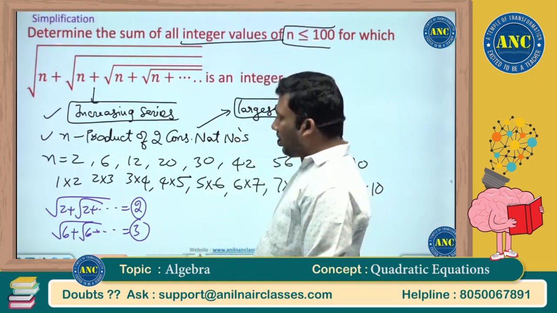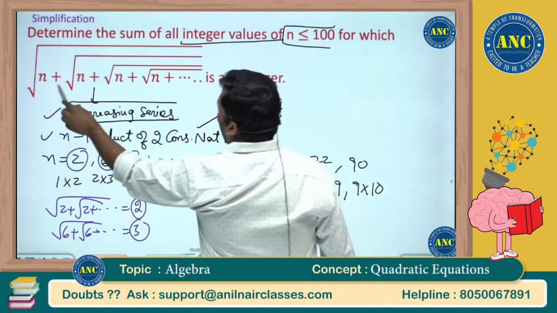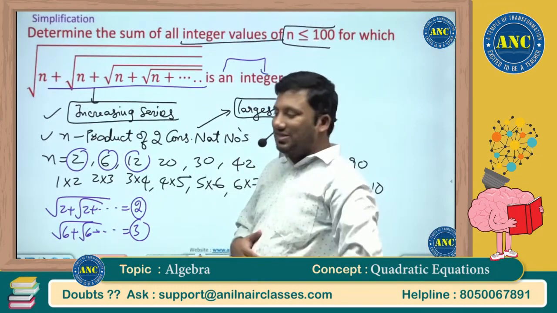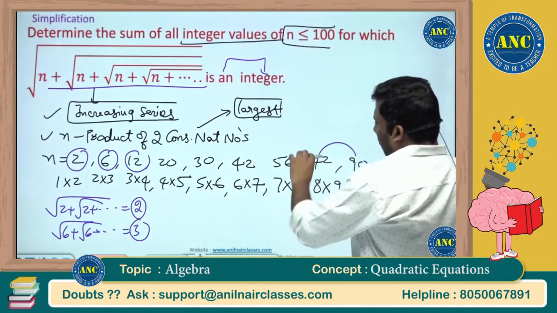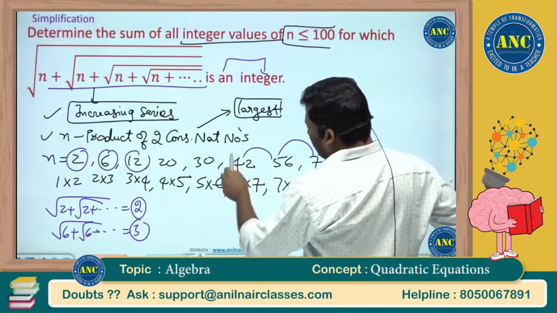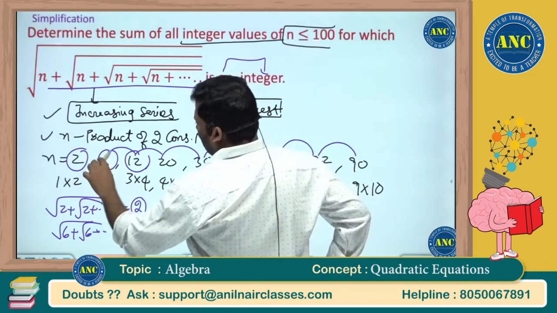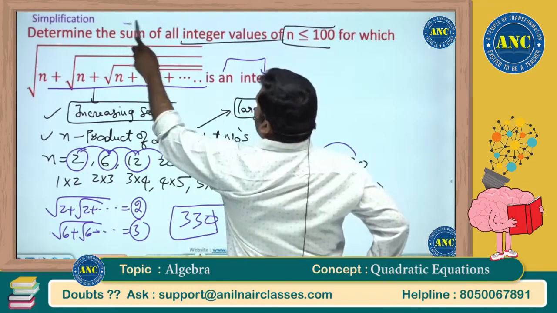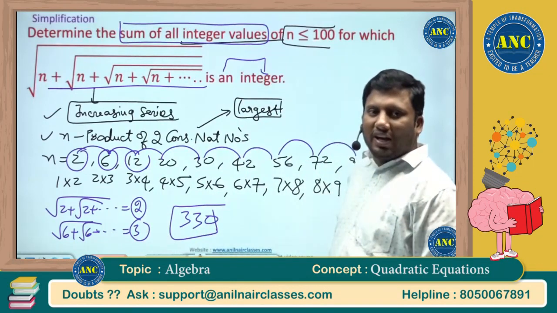That means, what are all the values? These are all the values n can take, such that the output is an integer. This is how the CAT questions are twisted. 2, 6, 12. So 70 plus 92, 162. 162 plus 56, 218, 260, 290, 310, 322, 328, 330. The question is the sum of all the integral values. The sum of all the values will be 330.